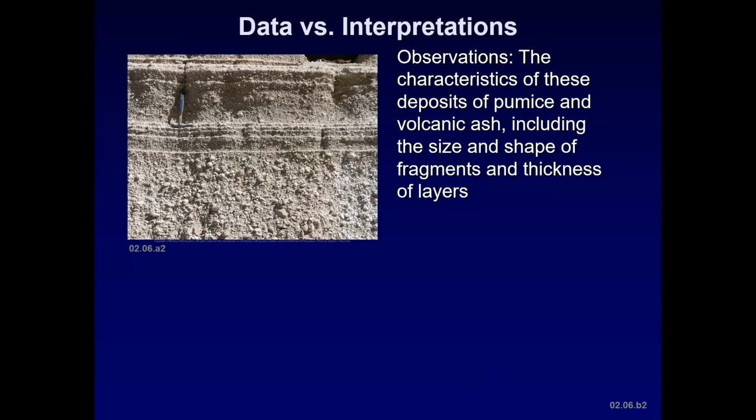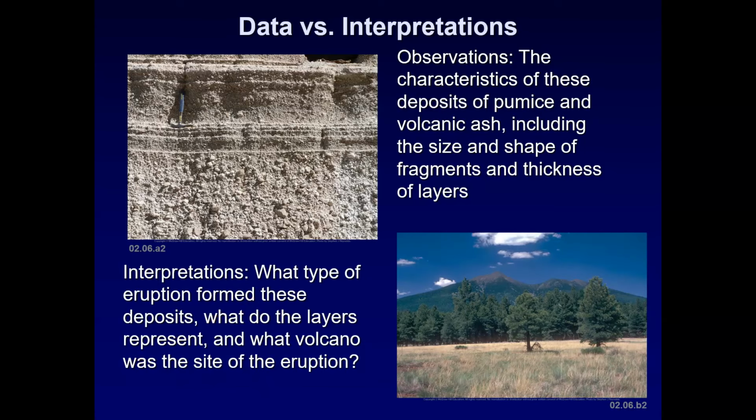You could make an interpretation there and say, based on deposits that we find from modern volcanic eruptions, this rock is likely pumice, with layers that reflect changes in the intensity of the eruption, and the finer material represents times when the eruption was less active and explosive. So, your interpretation is tied to the type of eruption, the representation of the layers, and the actual type of volcano.